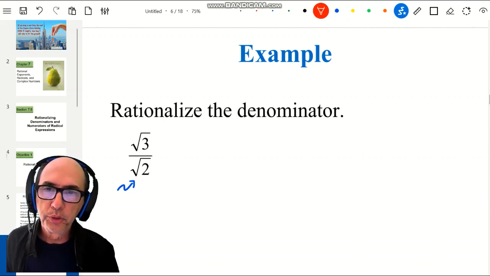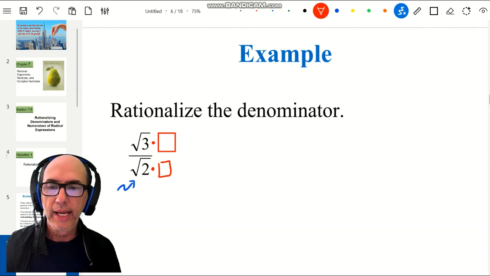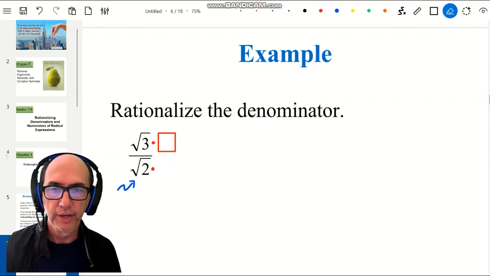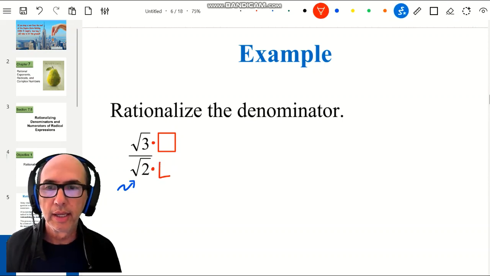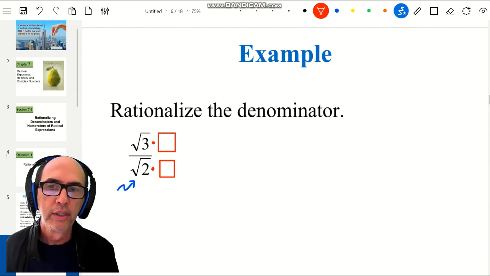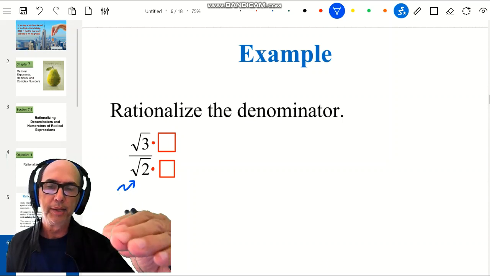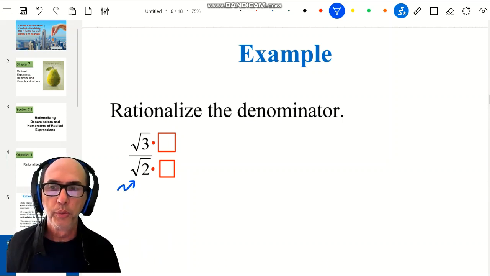What we can do is multiply the top and the bottom by the same number. We have to find a number that will cancel out, will remove the radical from the denominator. Can you think which number is this that you have to multiply the top and the bottom? We don't change anything when we multiply by the same number on the top and on the bottom.